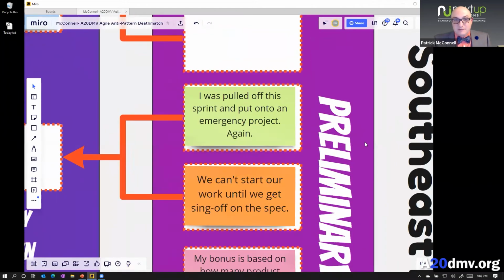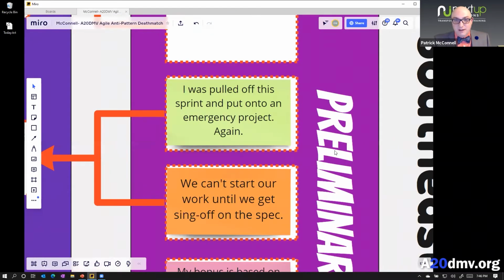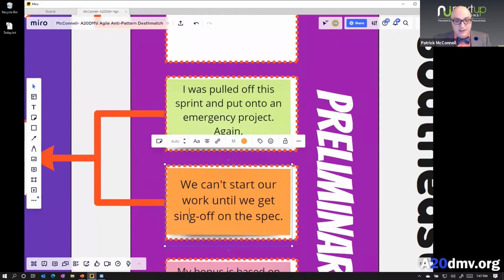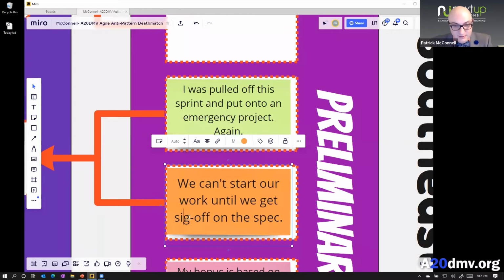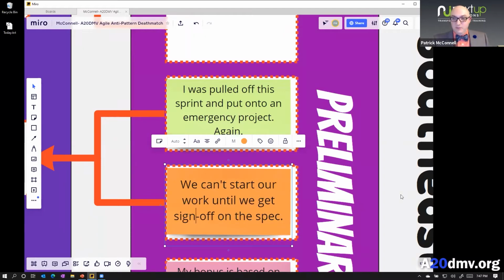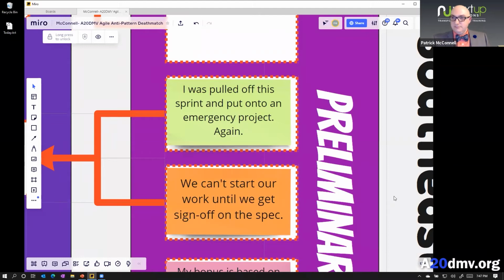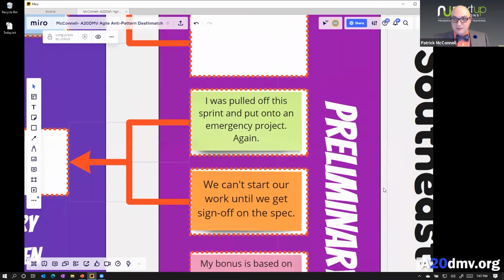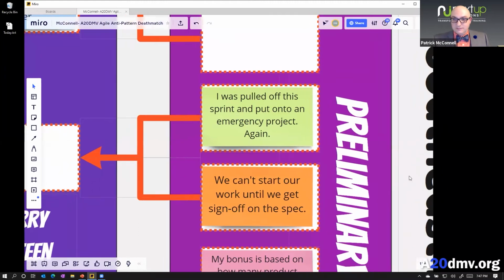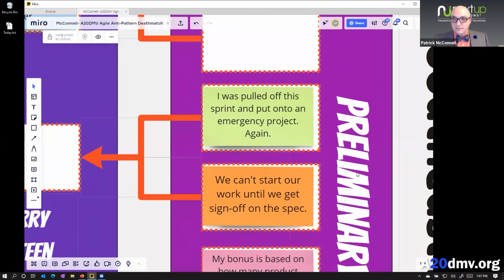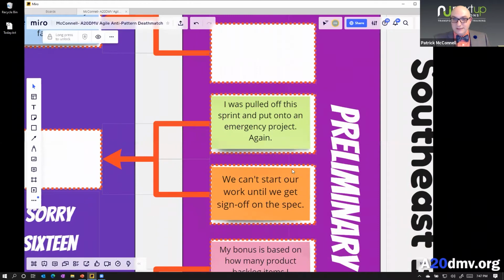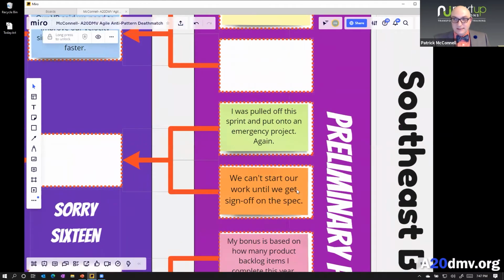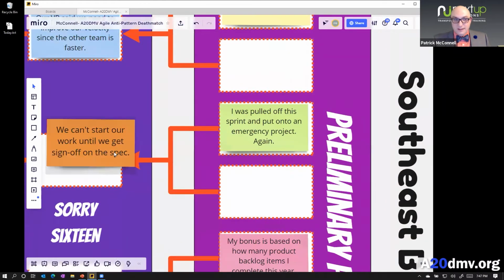I was pulled off this sprint and put onto an emergency project again. Or we can't start our work until we get sign off on the spec. Oops, that's supposed to be sign off, not sing off. Although sing off would be maybe more fun. There we go. All right, top one's racking up some votes. I think the bottom one, though, is going to take this one again. All right, there we go.